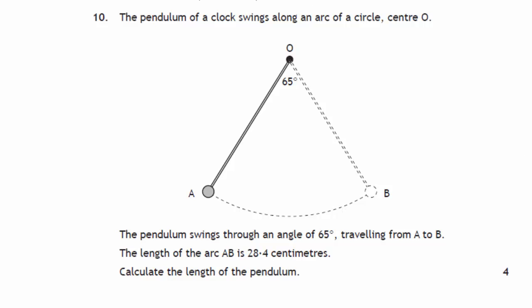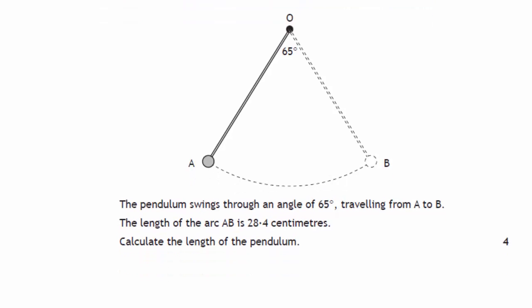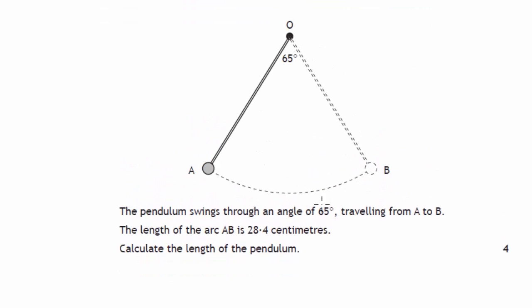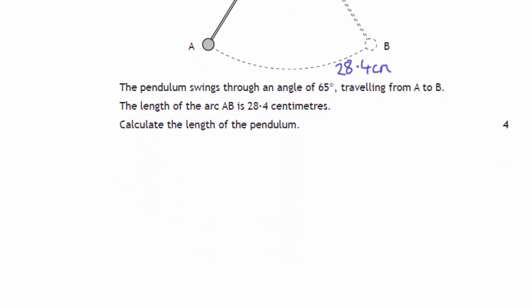So what we'll do is, first of all, I would just label what we've got. So the length of this arc, A to B, is 28.4 centimetres. I've already got this angle, and pretty much we're ready to go. So first thing I would do is just write in the formula.